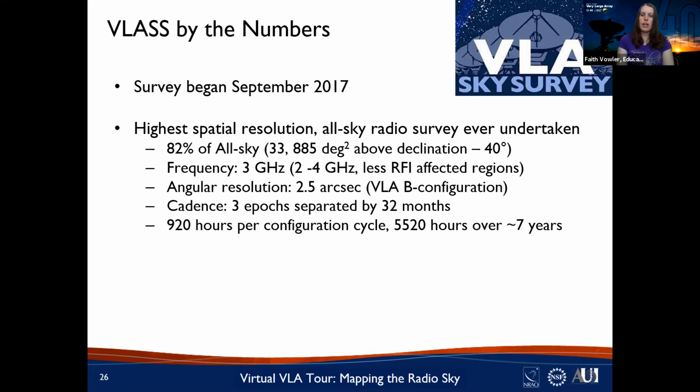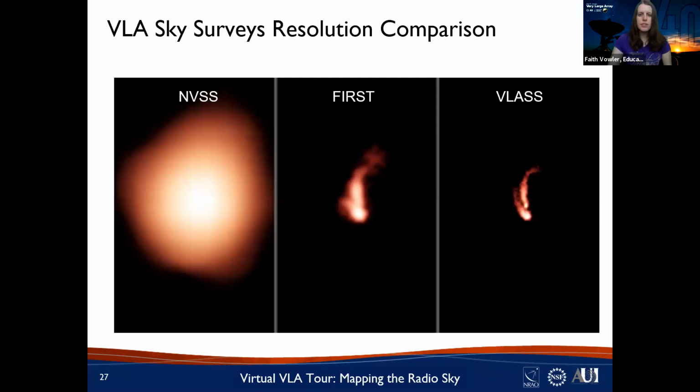And again, we use the B configuration, so that gives us an angular resolution of 2.5 arc seconds. And the cadence is 3 epochs separated by 32 months. So that's what, like I said, we scan the entire sky a total of 3 times as part of this project. And we use 920 hours per each time we're in the B configuration to do VLASS observations. And so that adds up to a total of 5,520 hours over those 7 years that we're conducting this survey.